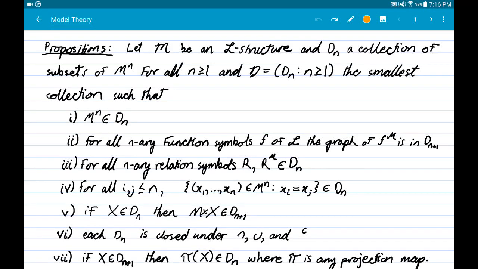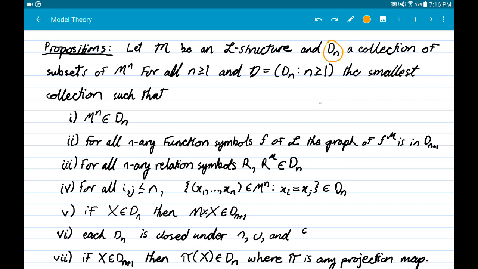So in this video, we're going to give an equivalent condition for a set being definable. And the way that this is going to go is that we're going to build up this collection of, it's really going to be a collection of collections of sets. That's very confusing. But each one of these, each D_n, you should read as a collection of definable sets, right?